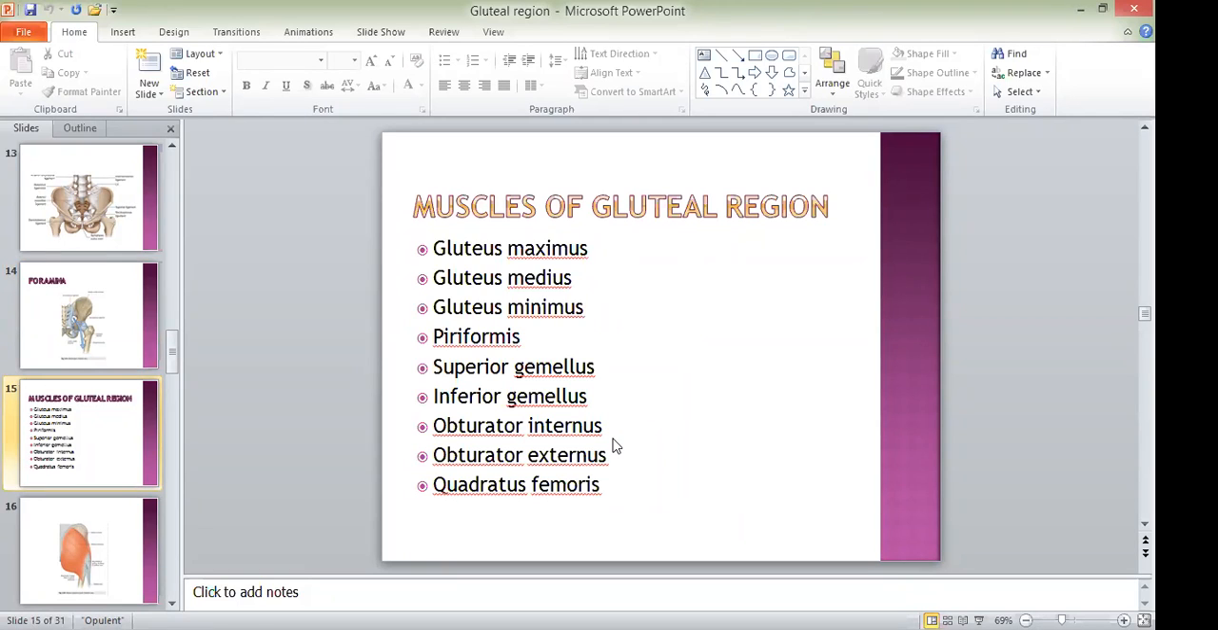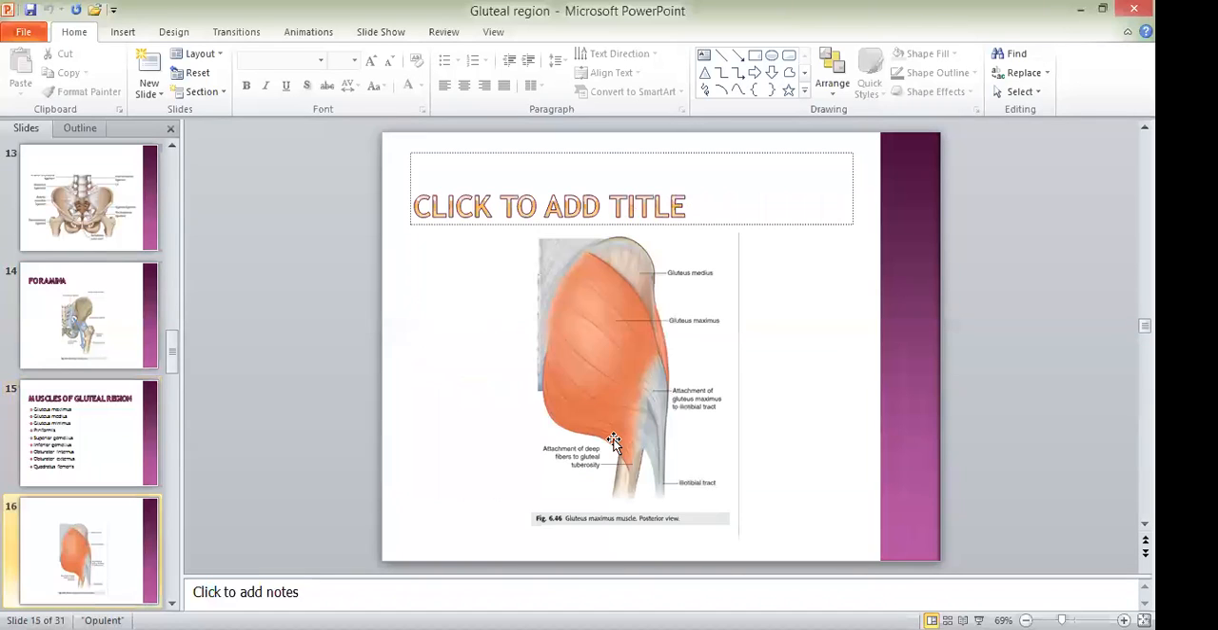Muscles of the gluteal region. We have gluteus maximus, gluteus medius, gluteus minimus, piriformis muscle, superior gemellus, inferior gemellus, obturator internus, obturator externus, and quadratus femoris muscle. Now we will discuss these muscles in detail.